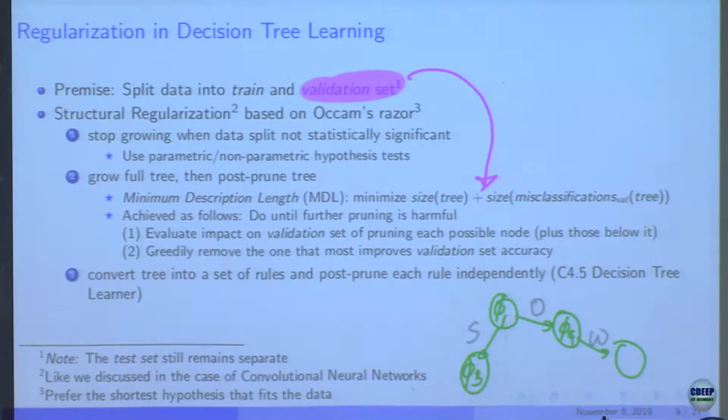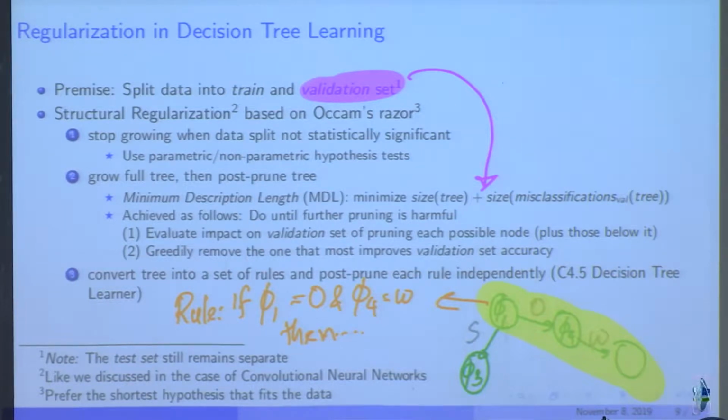Okay, so I could interpret this branch as one rule. So my rule would be: if phi1 equals O and phi4 equals W, then, right? So I can kind of serialize the tree and create multiple rules out of it. So sometimes what is also done is you post prune each rule independently. Instead of pruning the tree, you treat it as a bunch of rules after building the entire tree and then post prune the rules. Okay, so lots of heuristics exist.